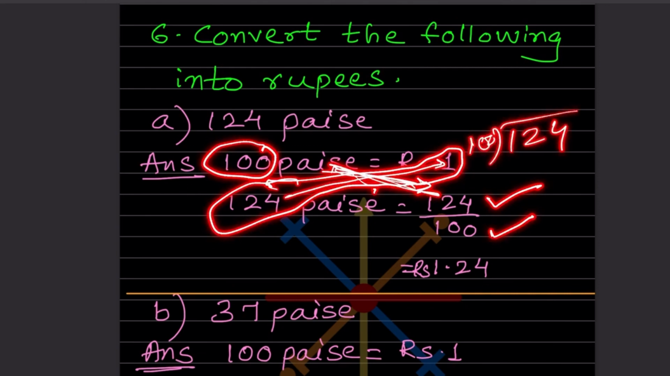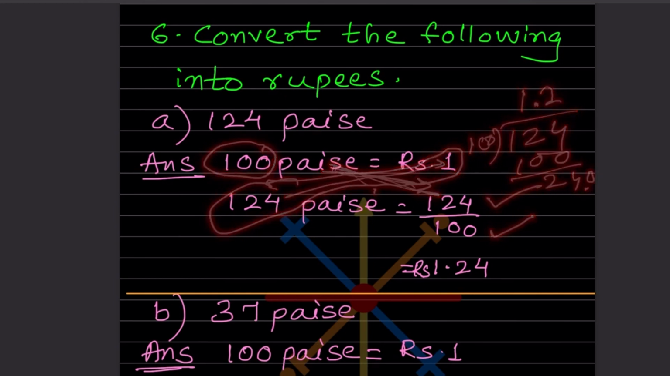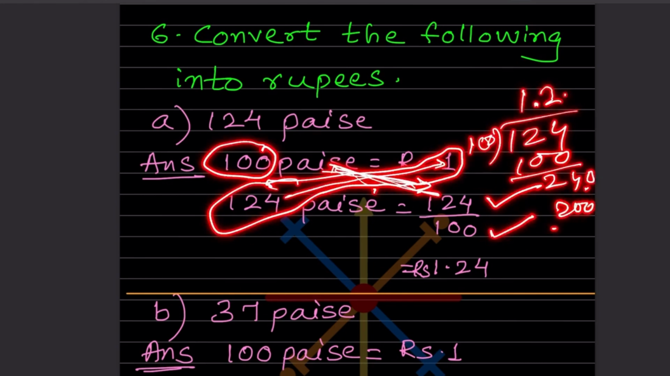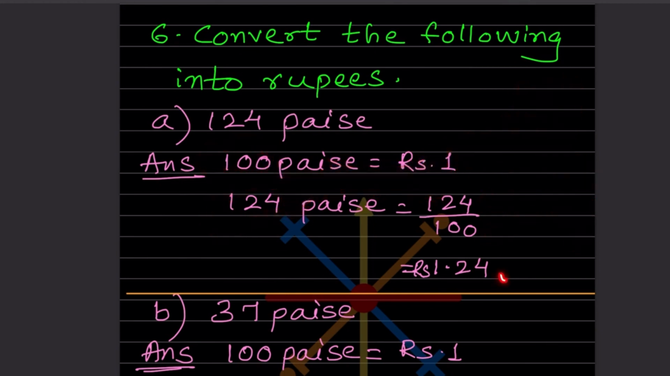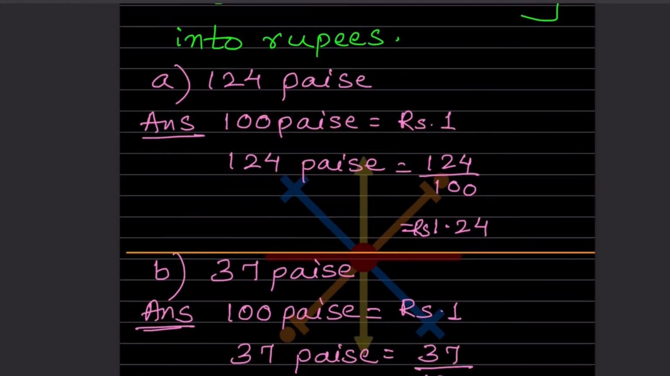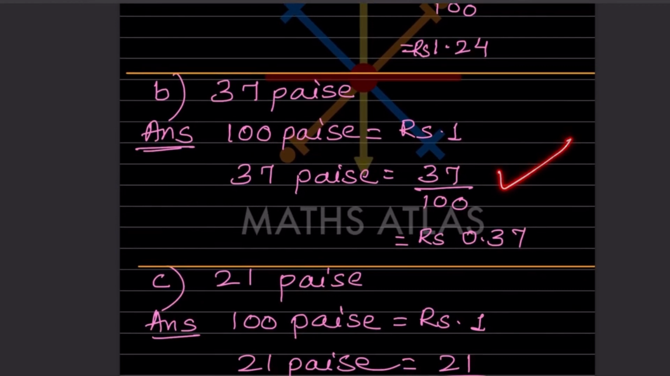So what are you going to write here? 100 ones are 100. Again 24. We'll put here 0. 100. Because you put here 0, you are going to put a point over here. 100 twos are 200. 400. Then 1.24 rupees. Same over here.